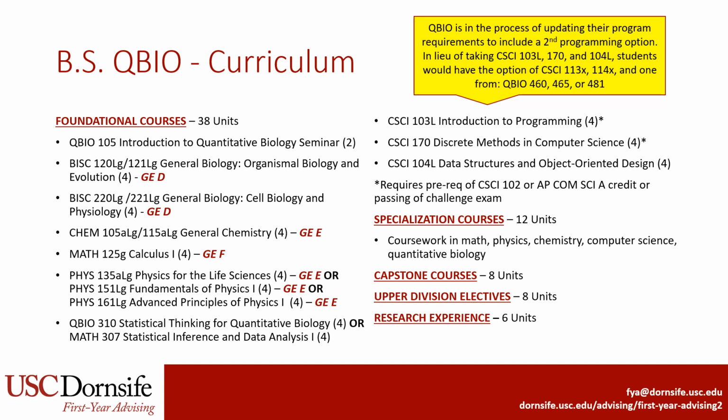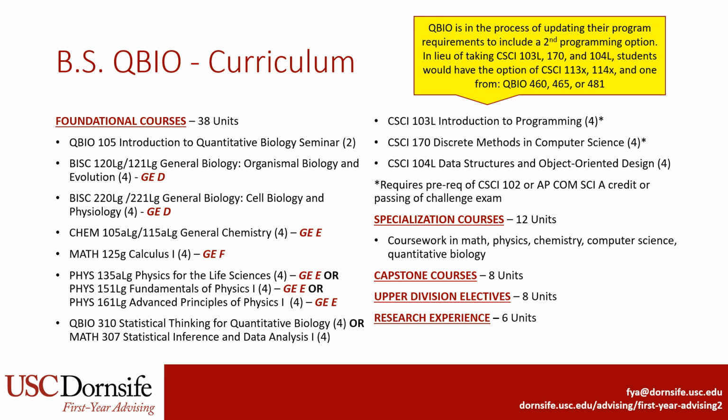QBio is also in the process of updating their curriculum to add a second programming sequence. These upcoming changes are highlighted in yellow. Students would also have the option of taking CSCI 113, 114, and an upper division QBio course related to machine learning, bioinformatics, or AI. This change should be reflected in the catalog soon. Note, CSCI 103 and 170 have a prerequisite of CSCI 102, so students on that programming track will need to take CSCI 102 or fulfill the prerequisite in another way.